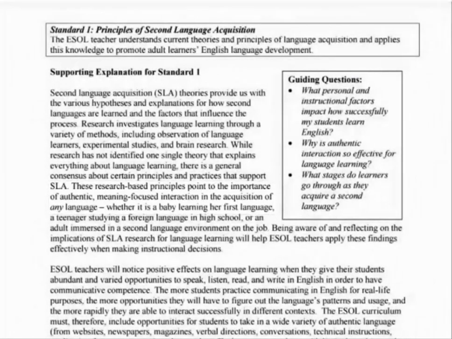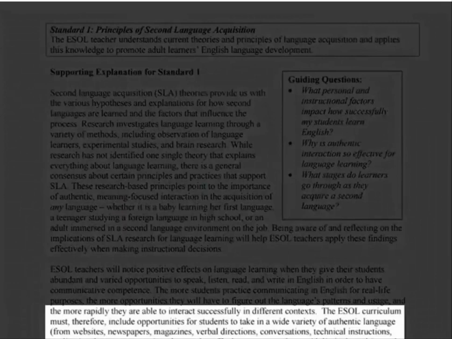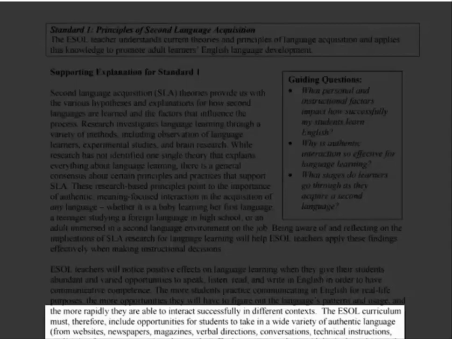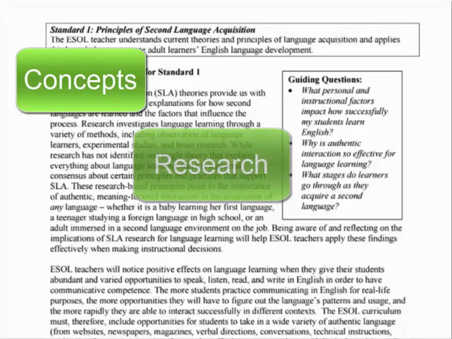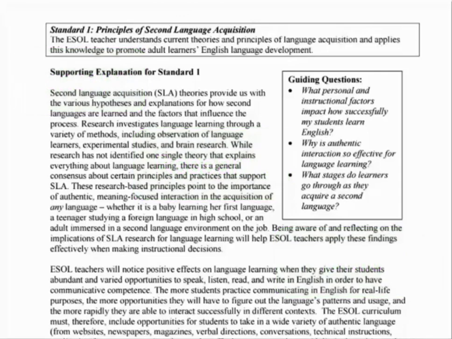In addition, the supporting explanation also offers examples of effective ESOL instructional practices. For example, the ESOL curriculum must, therefore, include opportunities for students to take in a wide variety of authentic language from websites, newspapers, magazines, verbal directions, conversations, technical instructions, application forms, maps, etc. Please pause this presentation and take a few minutes to read this section on pages 8, 9, and 10 of your printout of the standards. Look for concepts, research, and practices in Principles of Second Language Acquisition that you could use to strengthen your practice today.